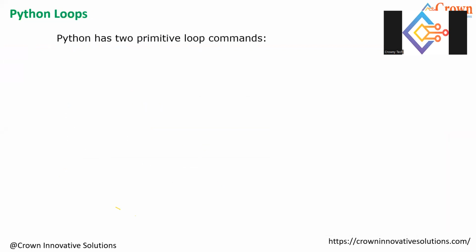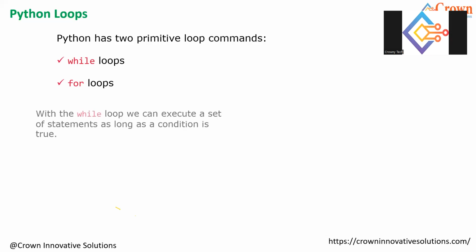And loops. In loops, there are two loops: one is the while loop and the other is the for loop. If the condition is true, we'll execute the while loop. With the while loop we can execute a set of statements as long as the condition is true. We'll see how it works.